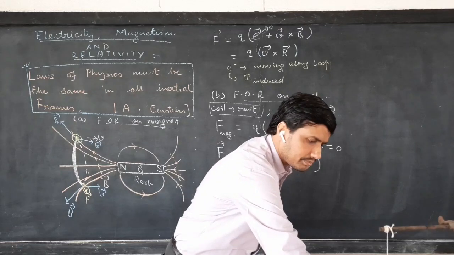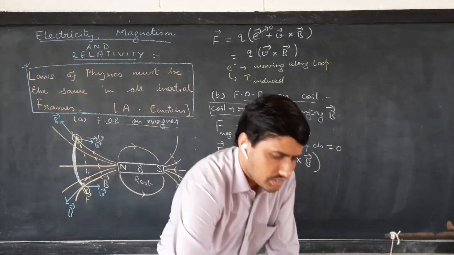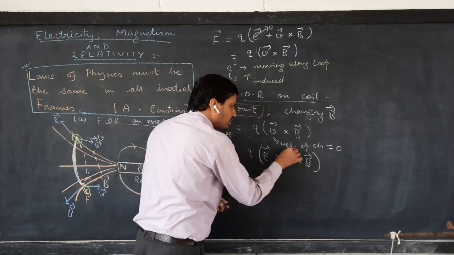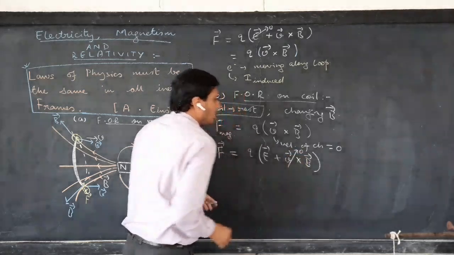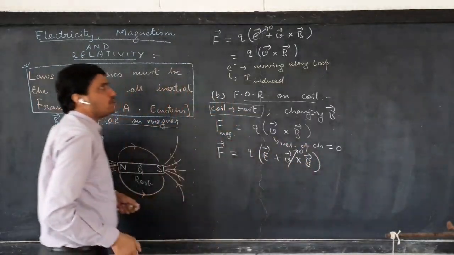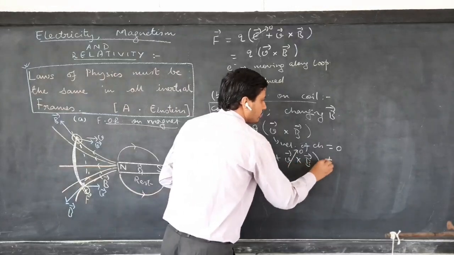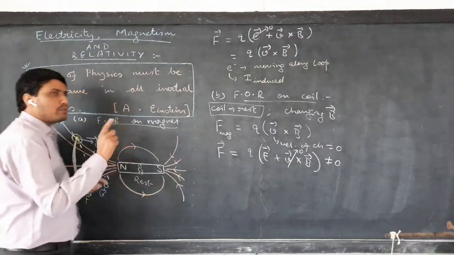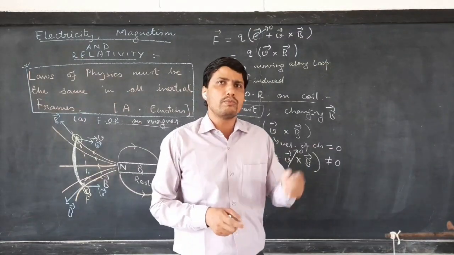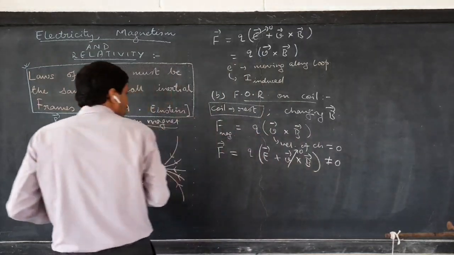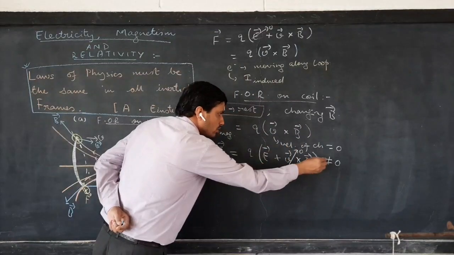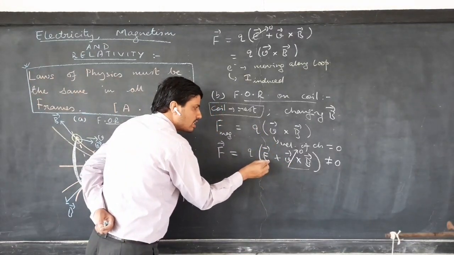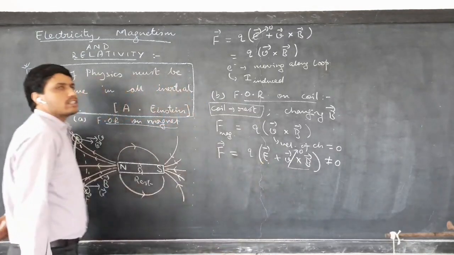Let me remove this. v cross B is also 0 because v is 0. So this part I will make it 0. But the entire term should be non-zero. This is non-zero because if I have observed current in the first case, I must observe current in the second case. Laws of physics must remain the same. If this factor is non-zero and this term is zero, there is only one possibility: there must be an electric field.